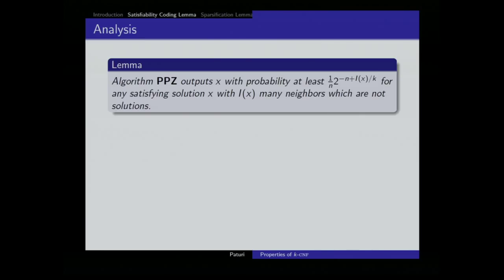So the argument says this polytime algorithm produces a satisfying assignment with probability at least 2 to the minus n plus the degree of isolation of x, the number of assignments which deviate in truth value from that of x, over k, for any satisfying solution. So when L of x equals n for an isolated solution, we get a savings of n over k.